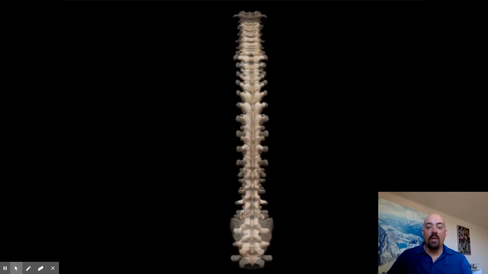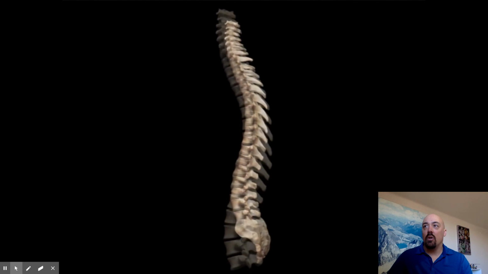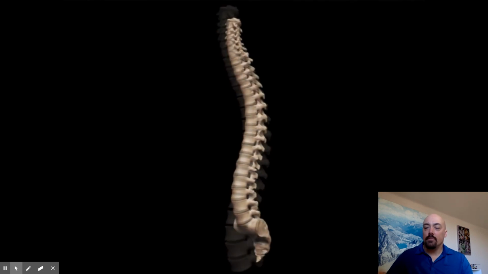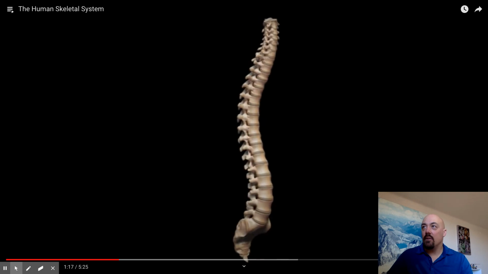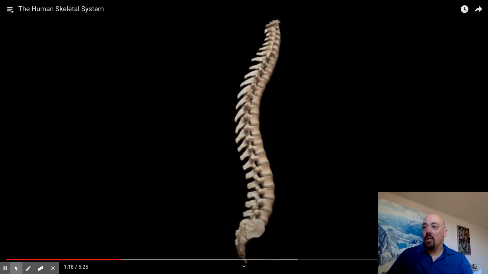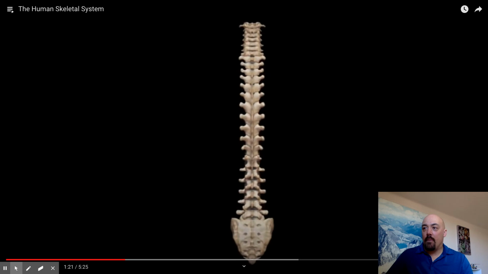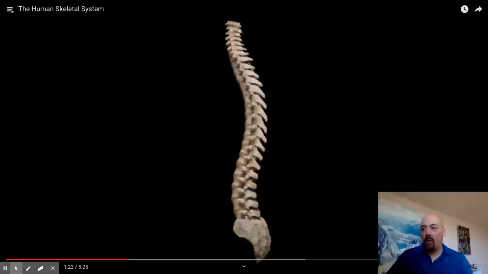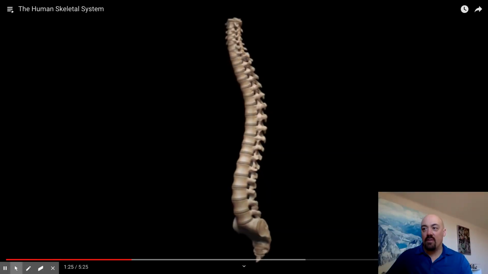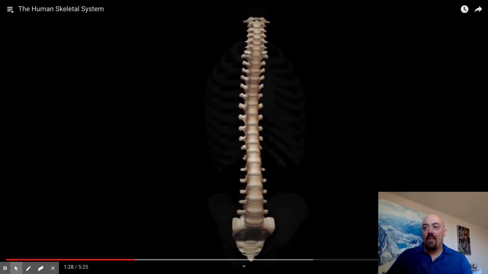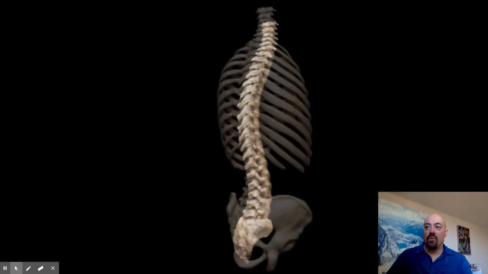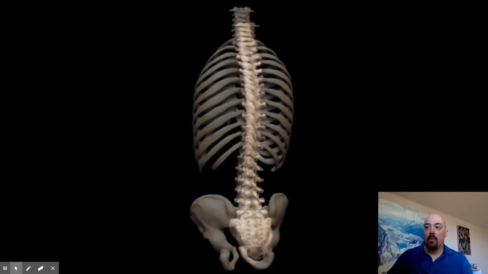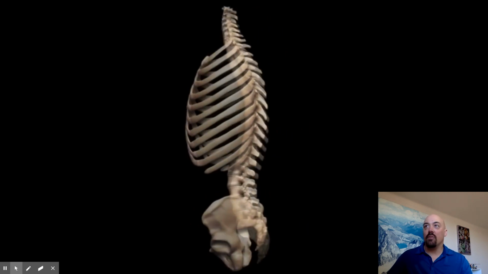They have space between them because of the intervertebral discs. You can see now they're filled in. They cushion it. You can also see our sacrum, which is fused vertebrae that forms the back wall of our pelvis. At the very bottom is our coccyx, which has 4 little fused bones together, like a tail. It's an extension of when we used to have tails.